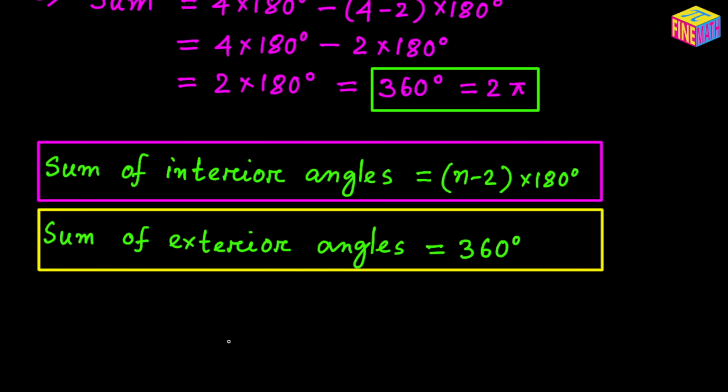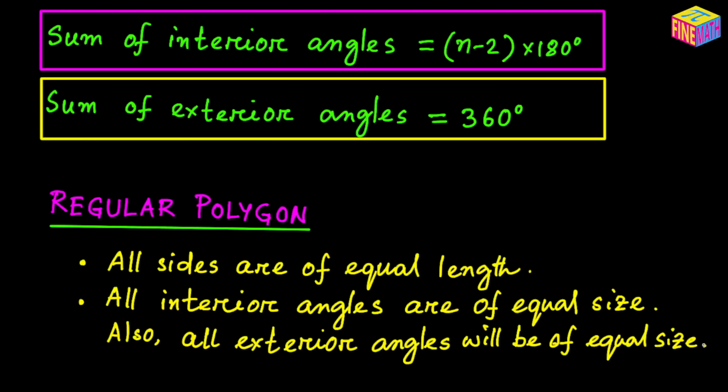So finally we see that the sum of the interior angles of a polygon is equal to n minus 2 times 180 degrees, and the sum of the exterior angles of a polygon is always a constant, that is 360 degrees. And finally let's talk about the size of each interior and exterior angle of a regular polygon.